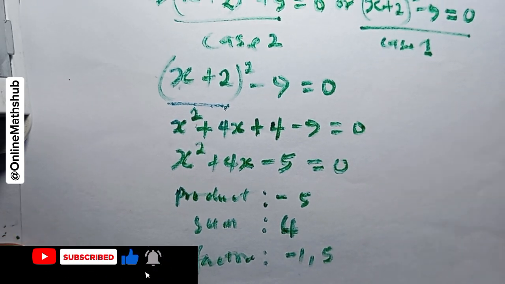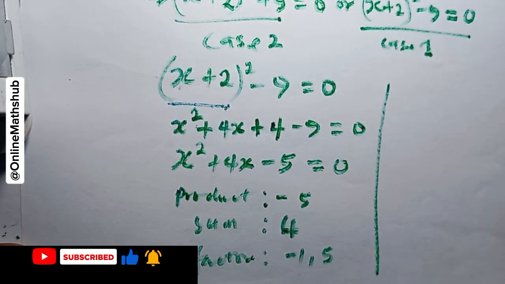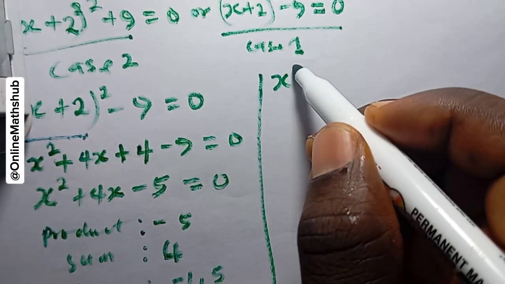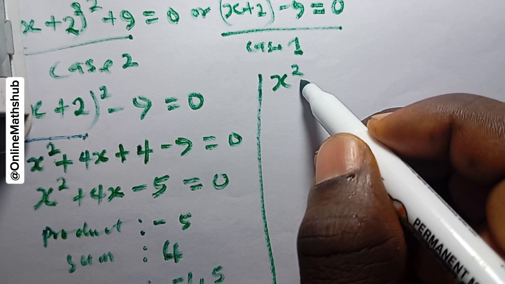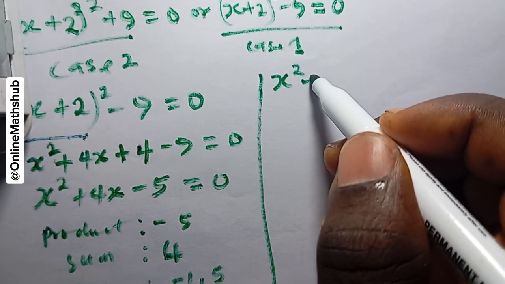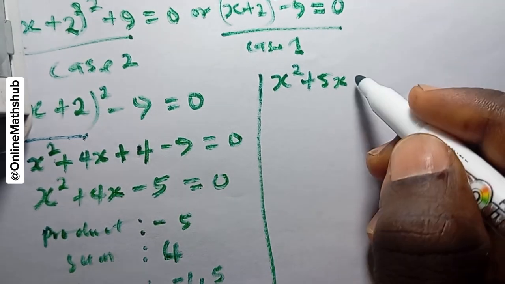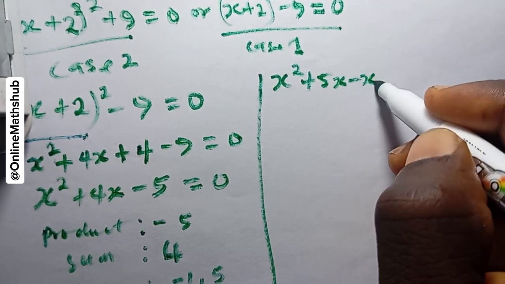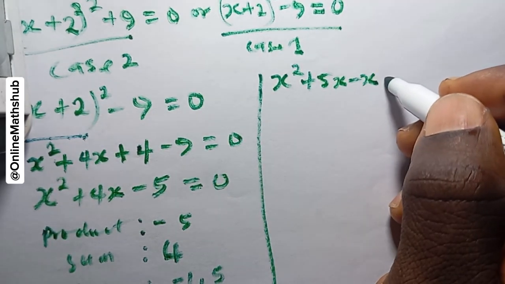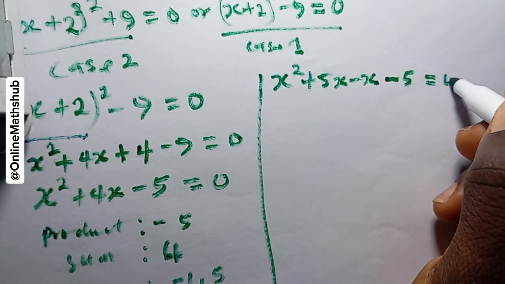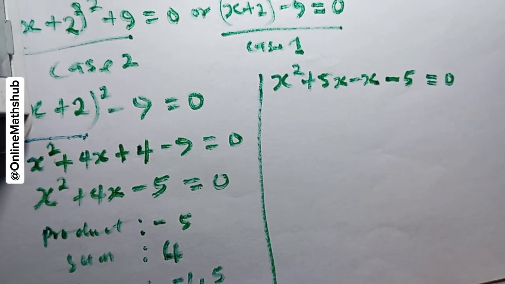So now that I've got that, let me continue here. I'm going to write this equation as x^2, and instead of writing plus 4x, I'm going to write it as a sum of 5x and then minus x. Okay, and of course we have minus 5, and that will be equal to 0.